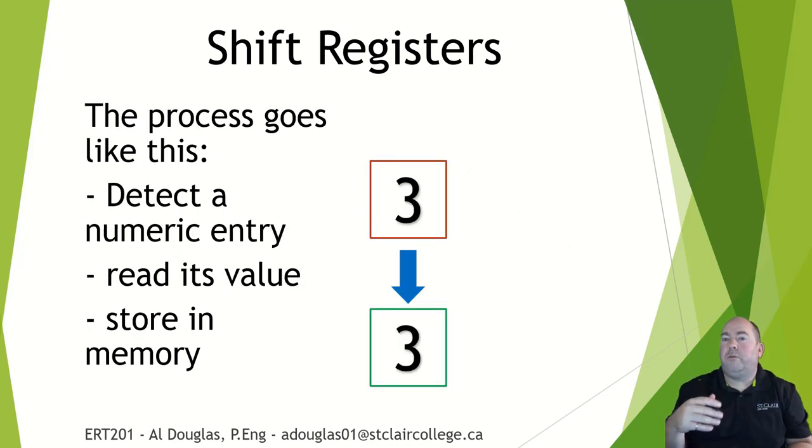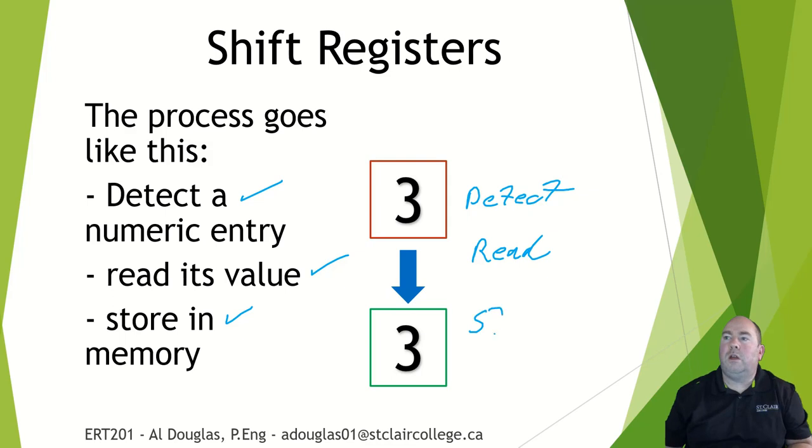Now the process that we actually go through when we do this is a 3-step process. Basically, we're going to detect that we have a numeric entry, so we detect that key press. We're going to read in the value of that key, and then we're going to store that in memory. So basically, detect, read, and store. That is our 3-step process. So that's how we get our first number.